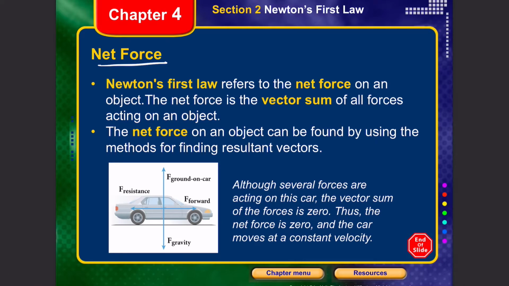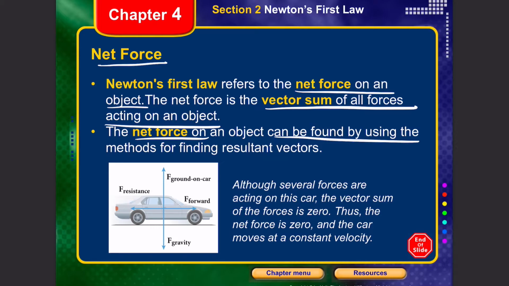So what does the term net force refer to here? Newton's first law refers to the net force on an object. Remember the term net force. The net force is the vector sum of all forces acting on the object. The net force on an object can be found by using the methods for finding the resultant vector. So we calculate the net vector of all the vectors. We add up all the vectors or we subtract all the vectors. The algebraic sum of all the vectors is called the net force.